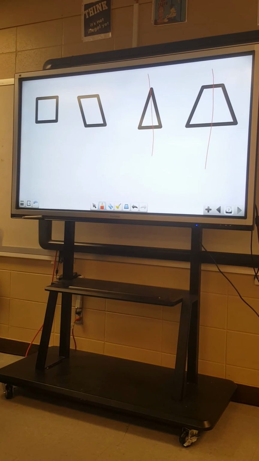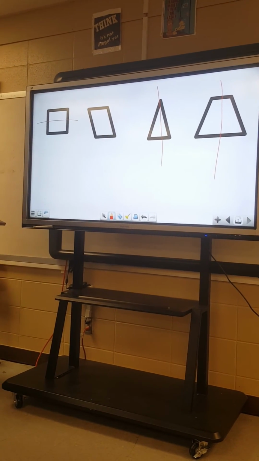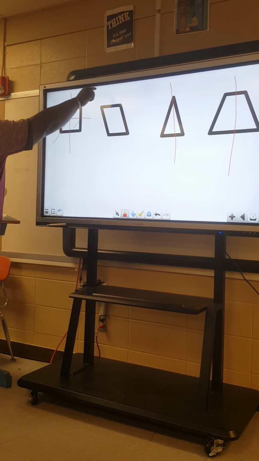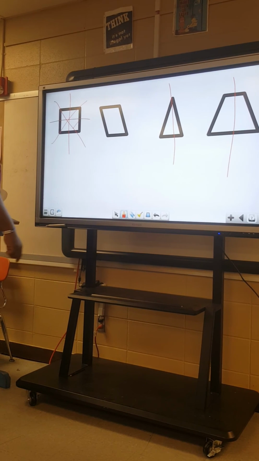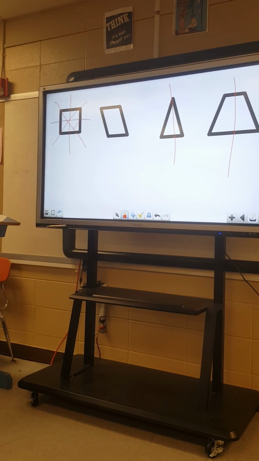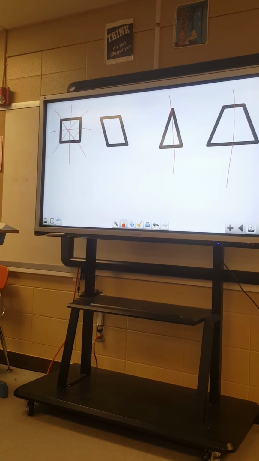All right, finally, square. Does that have one? Yes. What about this way? What about this one? Yes, except that little bit. So how many does it have? Four. I can't do any more, because that's it. So each one of those is a line of symmetry.